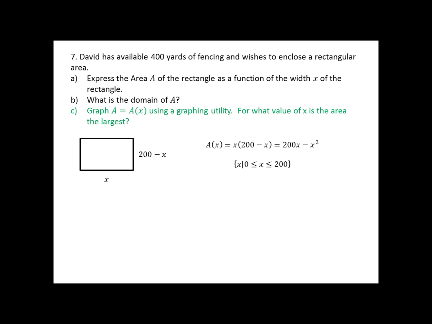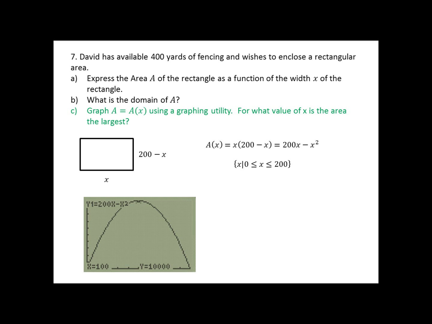Okay, let's graph this. We plug it into our calculator, we hit the trace feature, and we can find the very top of this parabola. We find out that the value of X that makes the area the largest is 100 yards. Really, what that means is David should make a square field. Squares have the largest enclosed area.